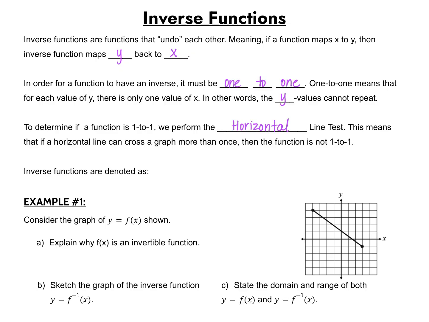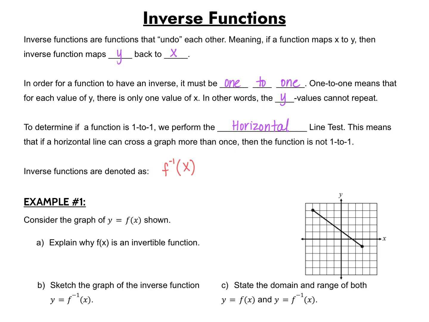So inverse functions are denoted as f with a -1 as the exponent, which is actually what we write as an inverse. Remember, a negative exponent means we're going to flip or invert something. And we pronounce this as f inverse of x, or you can say the inverse of f of x.